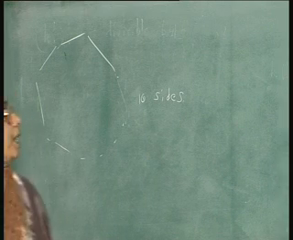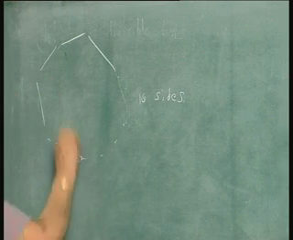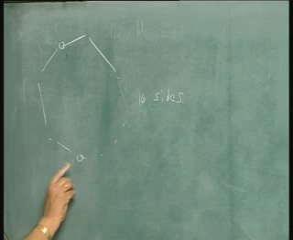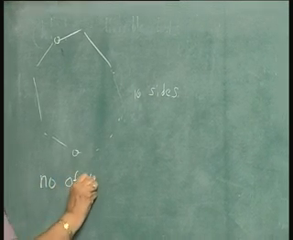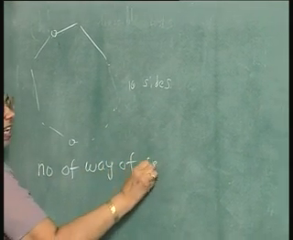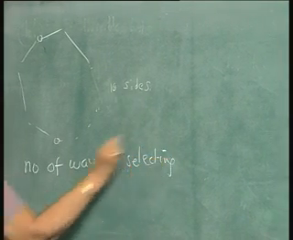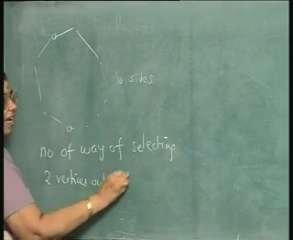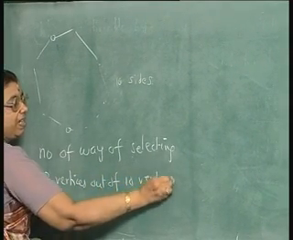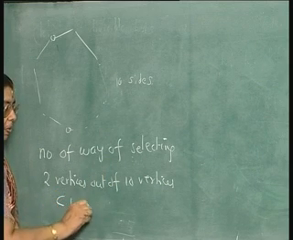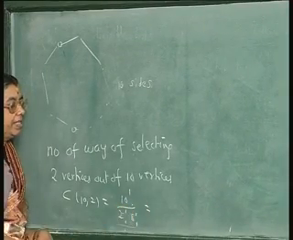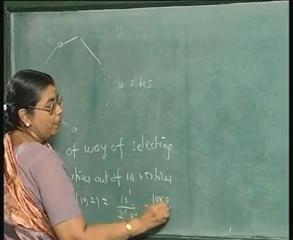A diagonal is obtained by selecting 2 vertices out of n vertices, 10 here. So, the number of ways of selecting 2 vertices out of 10 vertices is given by C(10, 2), which is 10 factorial by 2 factorial into 8 factorial, that is 10 into 9 by 2, equal to 45.